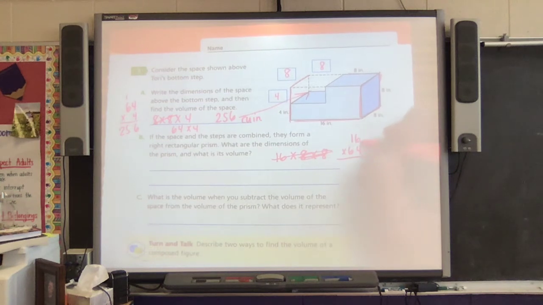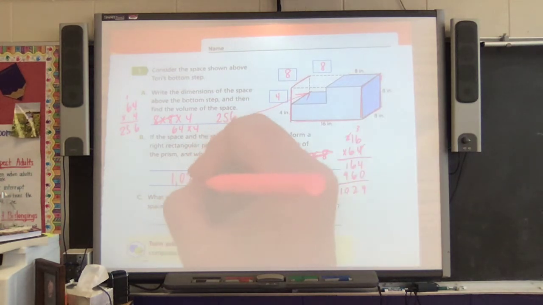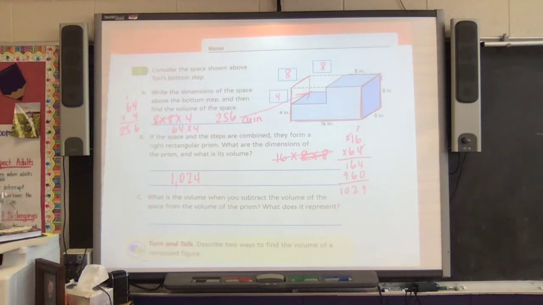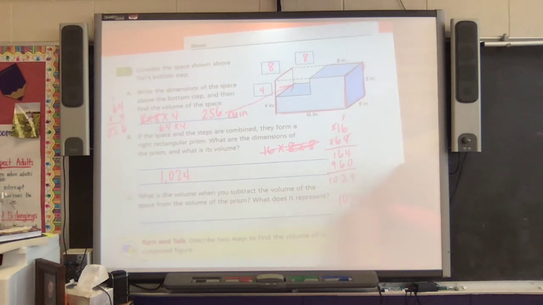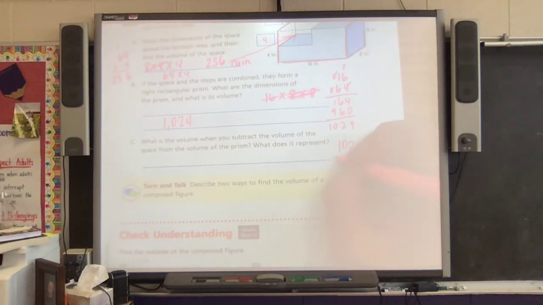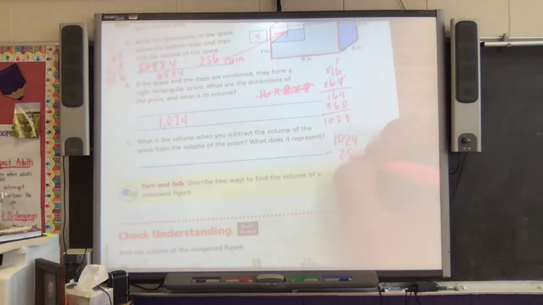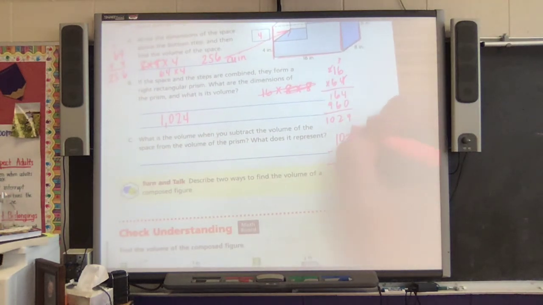So 4 times 6 is 24. 4 times 1 is 4, 5, 6. 6 times 6 is 36. 6 times 1 is 6, 7, 8, 9. 12, 1,024. So if I did that, then I would need to subtract that empty space away from what I had. 1,024, take away my 256. 14 minus 6 is 8.